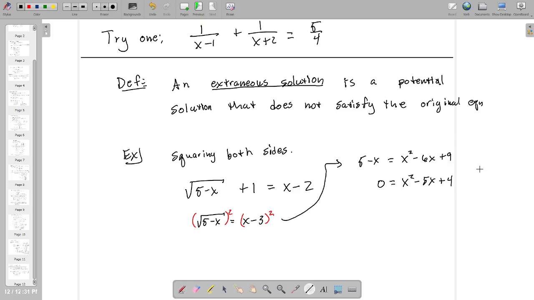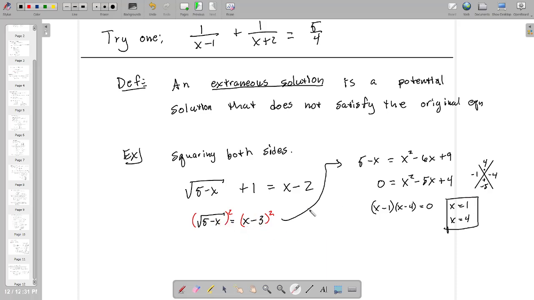Now to make this a little bit quicker than using the quadratic formula, I'm going to go ahead and just factor here. Two numbers that multiply to 4 and add to -5. That is -1 and -4. So this will factor into (x - 1)(x - 4). So x is equal to 1 and x is equal to 4. These are my two solutions. Now I shouldn't say solutions because of the method that we used. These are potential solutions. We have to verify these because we squared both sides.